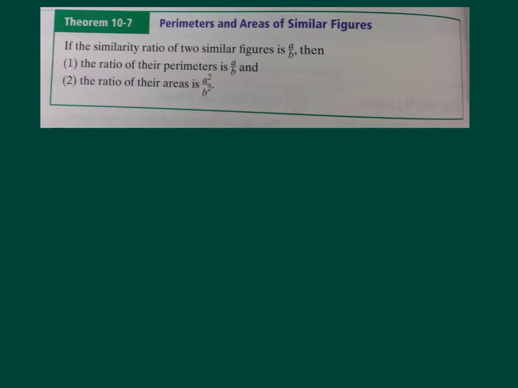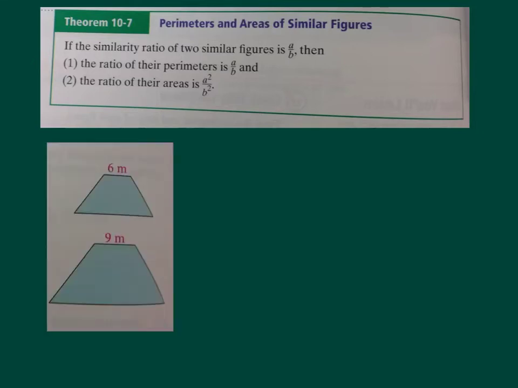Now that we've reviewed similarity ratio, let's see if we can figure out how that's related to their perimeters and their areas. If the ratio of two figures is A to B, then the ratio of their perimeters is A to B. And the ratio of their areas is going to be A squared to B squared. All right, let's look at some examples, see if we can get this figured out.